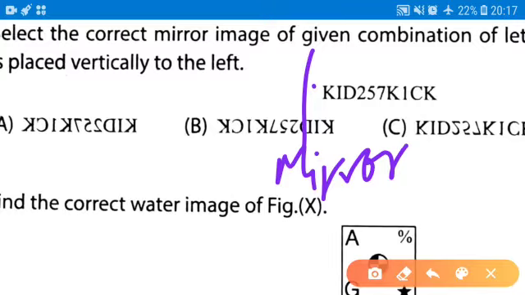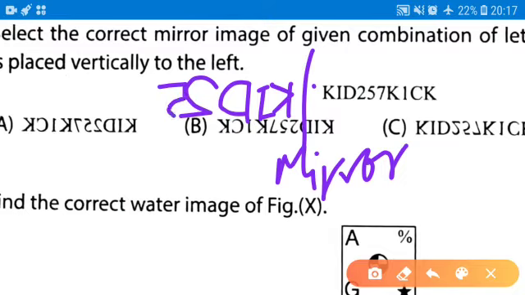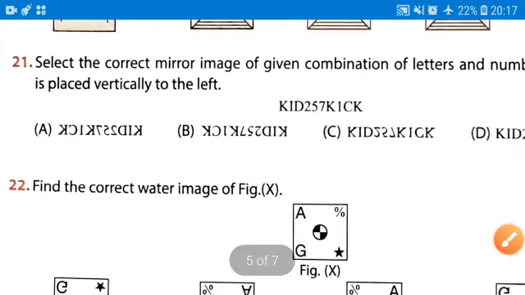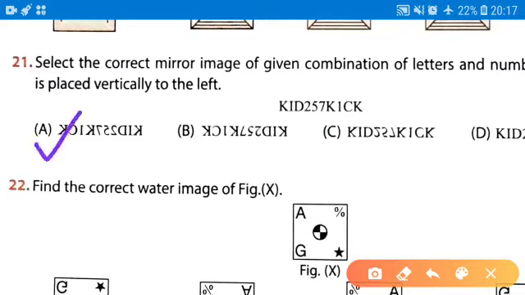So how will we make it? The K will be like this, I will be as it is, D will be like this. In the same manner, 2 will be like this. 5 will be like this. 5 will be like this. And 7 will be like this. In the same way, the rest of the word will become, and the correct answer for this question will be option A.